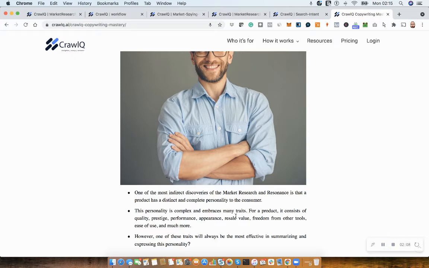So you see these traits, they are creating a personality of this product or service in your customer's mind. However, one of these traits will always be dominant. This one trait is what you have to identify, and that will be the dominant trait in that personality. And this trait will be the most effective in summarizing and expressing this personality.